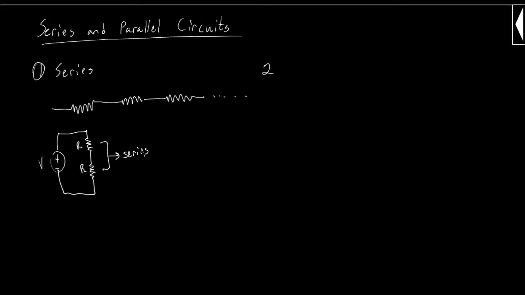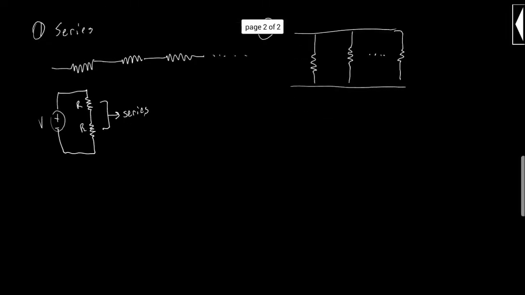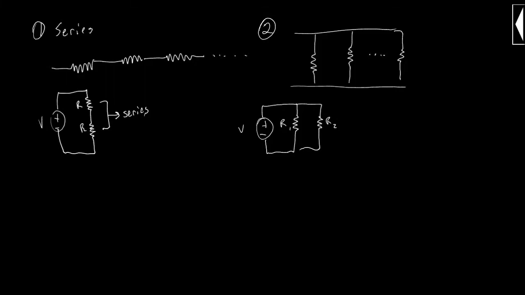In parallel circuit configuration, you have one resistor here, one resistor here, all the way out to another resistor connected like that. Usually you find these in configuration with, let's say, a voltage source, then one resistor, and another resistor here. Usually see R2, R1, something like that. These would be considered to be in parallel.